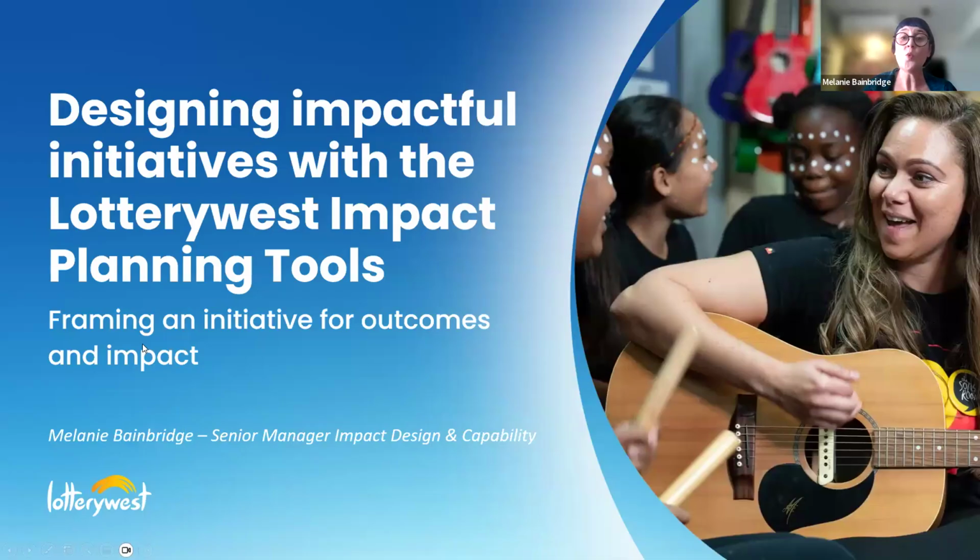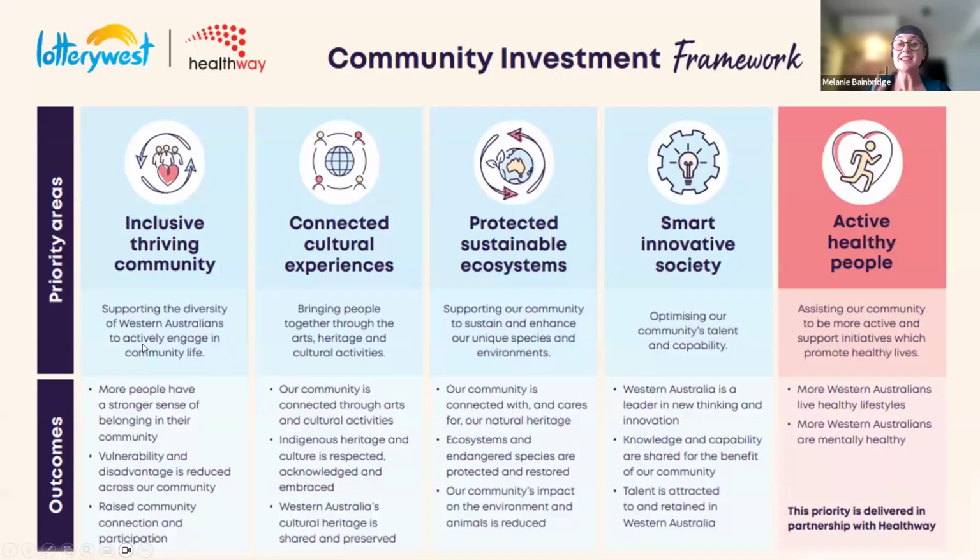So, what we do at Lottery West is mainly we give grants, right? You guys all know that. So this is the community investment framework under which we do that. Now you can see from this slide that it's actually a pretty broad framework. Those 5 pillars across the top, or 4 really, if you look at the blue ones, pertain to the kind of highest level priority aspirations of Lottery West, if you like. So inclusive, thriving community, connected cultural experiences, protected sustainable ecosystems, and smart innovative society.